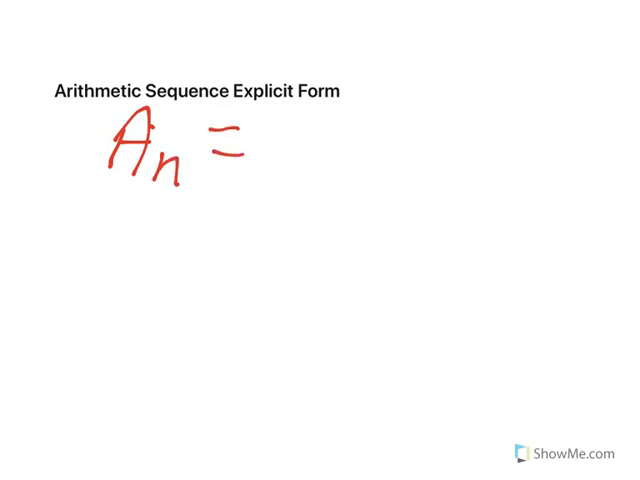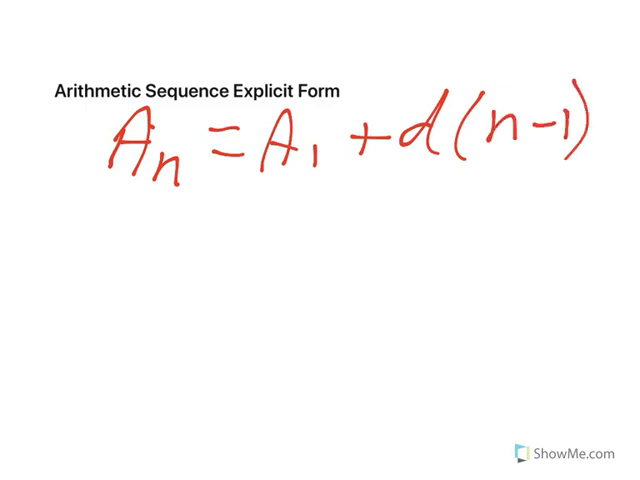a sub n is equal to a sub 1 plus d, the common difference, times n minus 1, and whatever n is, n could be the fifth term, whatever it is, it's the same here. Okay, so if you're looking for the fifth term, this number over here would be 5. If you're looking for the eighth term, it would be 8, and so forth. Okay, so that's the general form for any sequence.